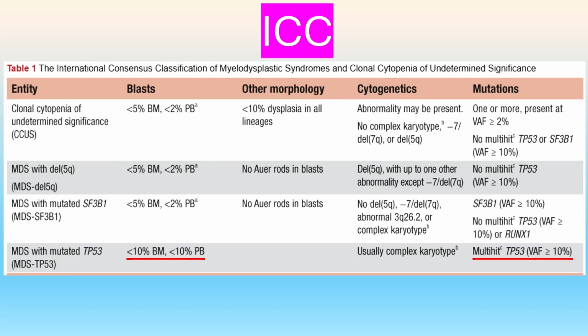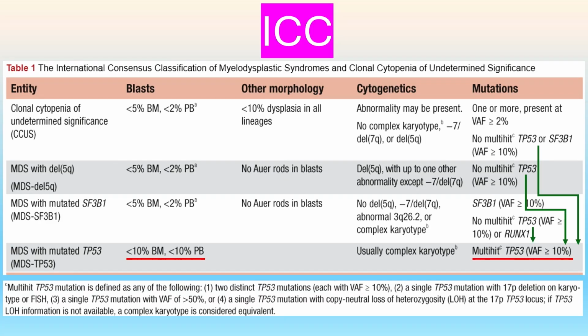And finally, we have this new category. Both WHO and the ICC have this new entity of MDS with mutated p53. Notice the blast cutoff is low for the entities on top and is higher for this entity on the bottom, which becomes significant. And the other thing is MDS with mutated p53 is a terrible disease, and so it basically trumps all the other entities that you have there. So if you find multi-hit p53 in either one of these, you cannot call it that. It becomes MDS with mutated p53.